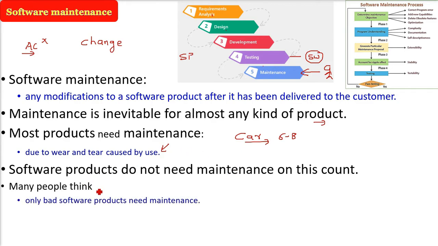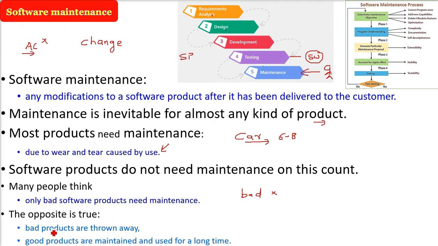Many people think that if bad software is created, you need a lot of maintenance. But this is absolutely wrong. The opposite is true. A bad product, what do you do? You just throw it away. You don't maintain it. But the good products, the best products, they are maintained. They have longevity, so they are used for a long time.